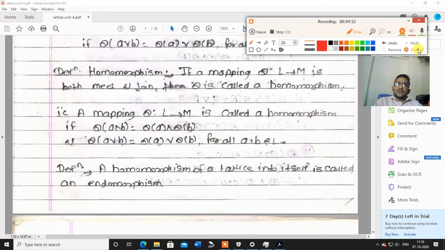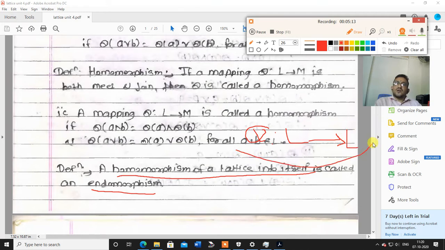Okay, so now what is an endomorphism? A homomorphism of lattice L into itself is said to be an endomorphism. For example, theta is a function from L to L. If theta is a homomorphism, then such a function is said to be an endomorphism. A homomorphism of a lattice into itself is said to be an endomorphism of lattice L.